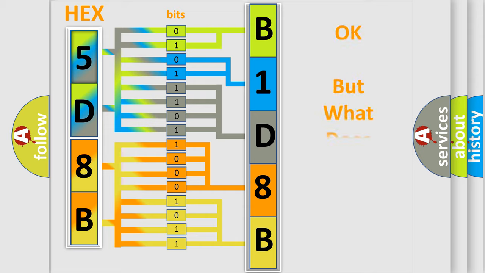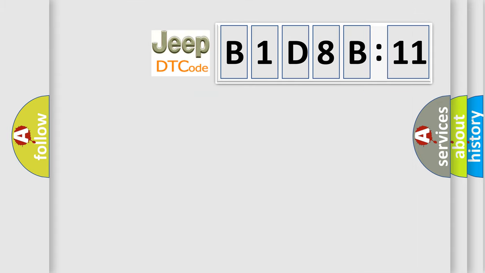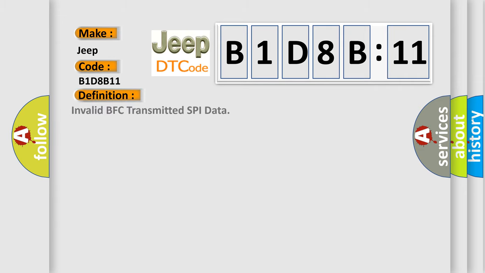The number itself does not make sense to us if we cannot assign information to what it actually expresses. So, what does the diagnostic trouble code B1D8B-11 specifically interpret for Jeep car manufacturers? The basic definition is invalid BFC transmitted SPI data. And now this is a short description of this DTC code.